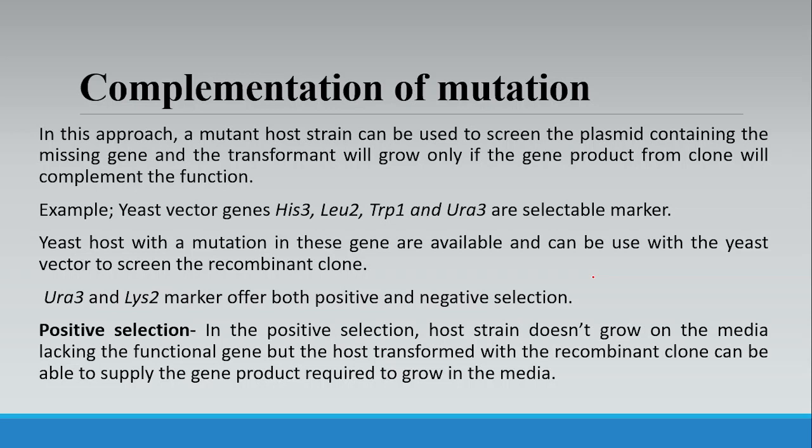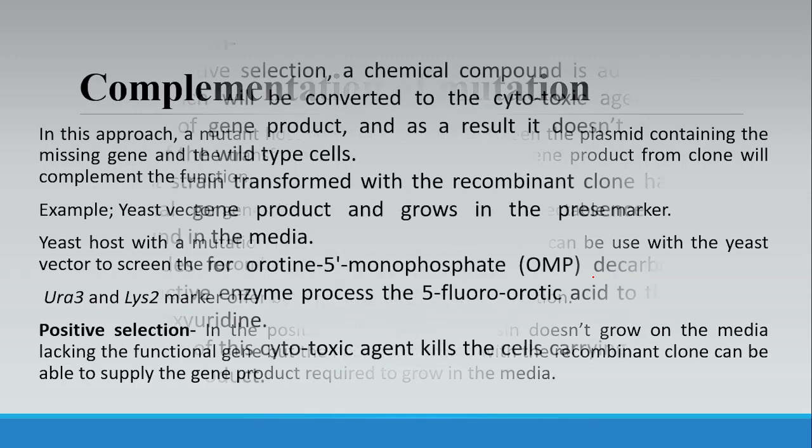But the host transformed with the recombinant clone carrying these marker genes, the uracil 3 and leucine 2 markers, can supply the gene product required to grow in this minimal medium. So this is a positive selection. It gives you a selective pressure where only the recombinants grow. The non-recombinants do not grow. Now we'll move on to the negative selection.